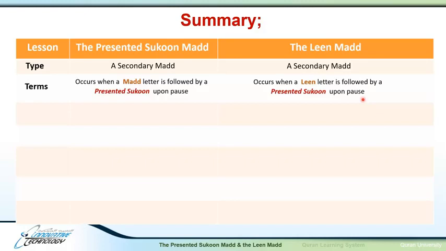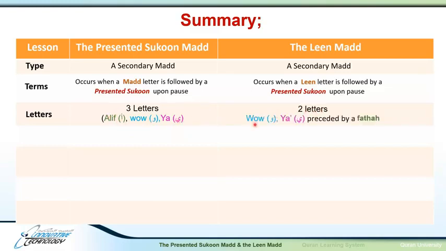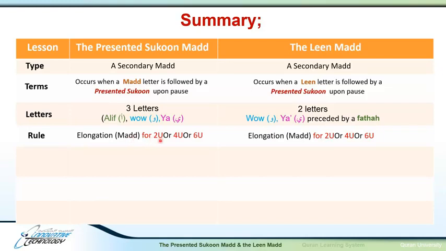And as for the letters, there are 3 letters for the presented Sukoon mad, the A, the U, and the E, while there are only 2 letters for the Leen mad, the U and the E, and those 2 vowels are considered Leen letters due to being preceded by a fatha. And both have the same Tajweed rule, which is to allow elongation, mad, for 2 to 4 to 6 units.